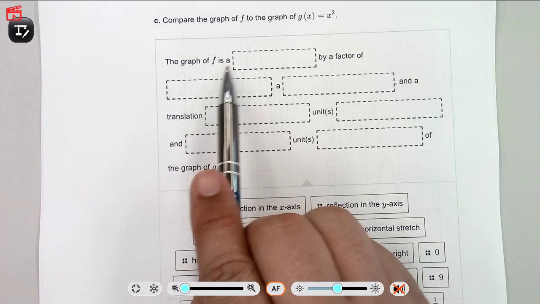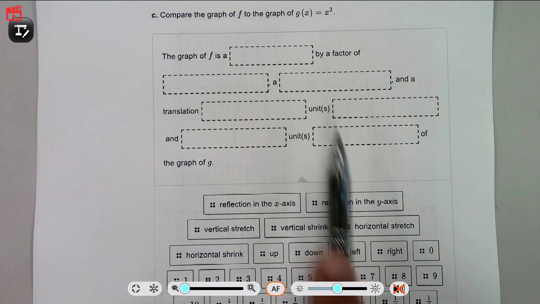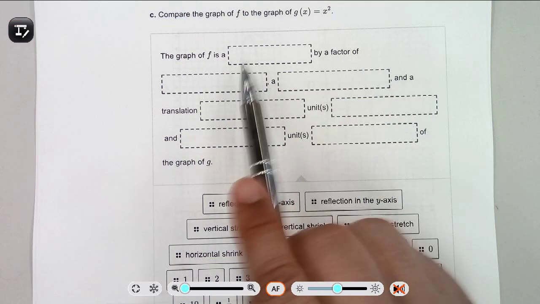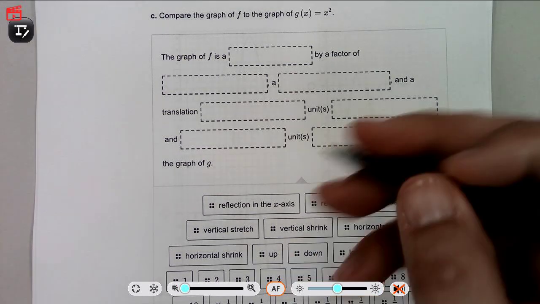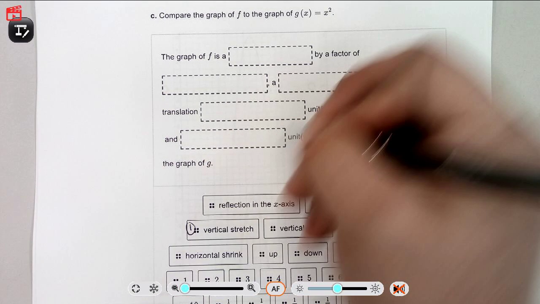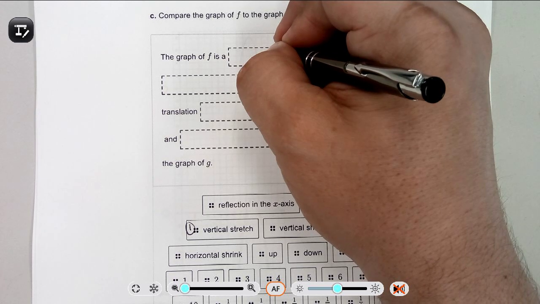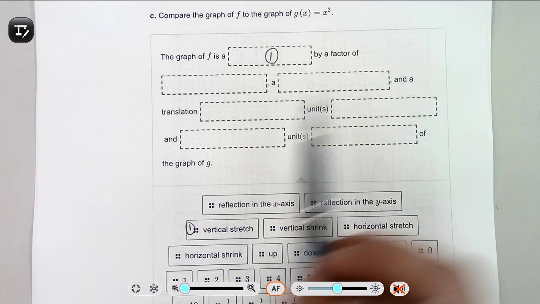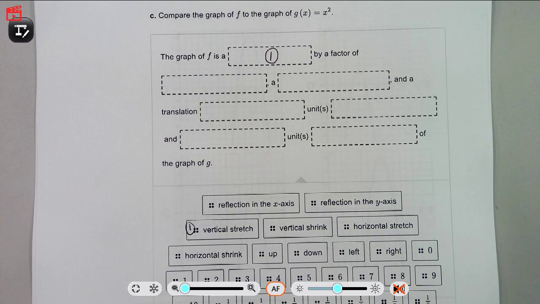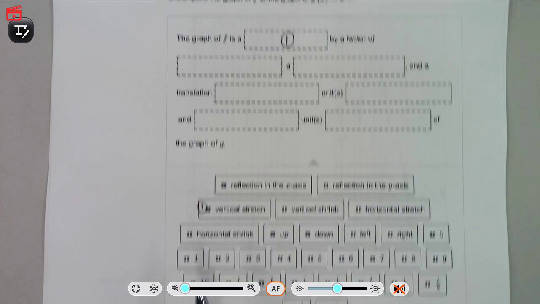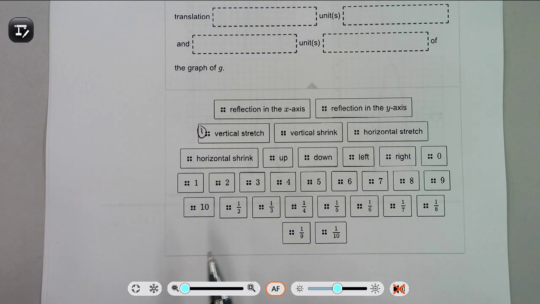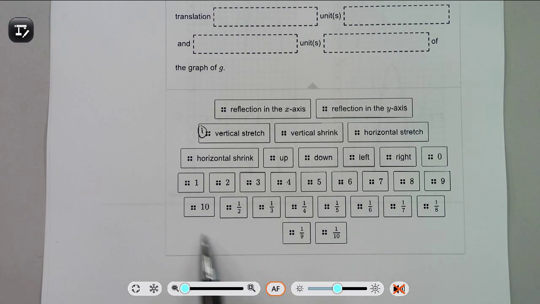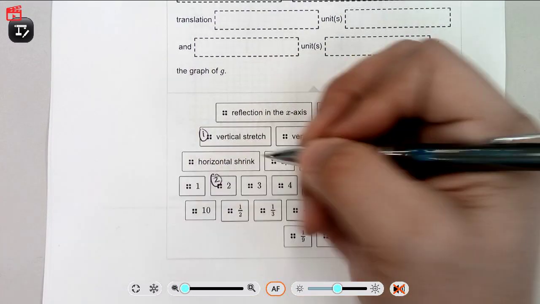So the graph of f is a, we have to use some context clues to know what goes in the first box. It says factor, so that's our stretch. So vertical stretch goes in box 1. By a factor of 2. So the factor that it is stretched by is always going to be a positive number. The negative tells us it's reflected. So if you notice, none of these values are negative. That's not an error. That's correct. So this is box 2.